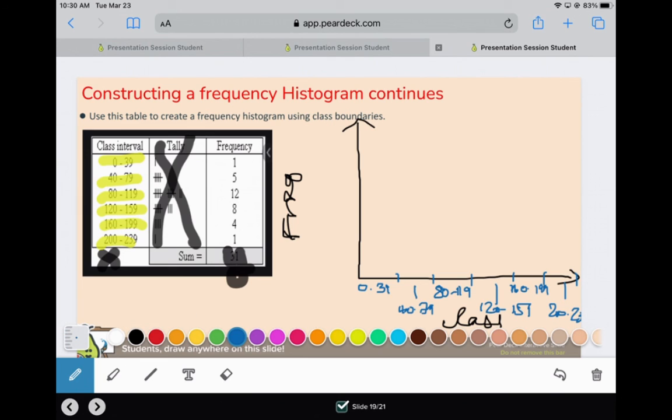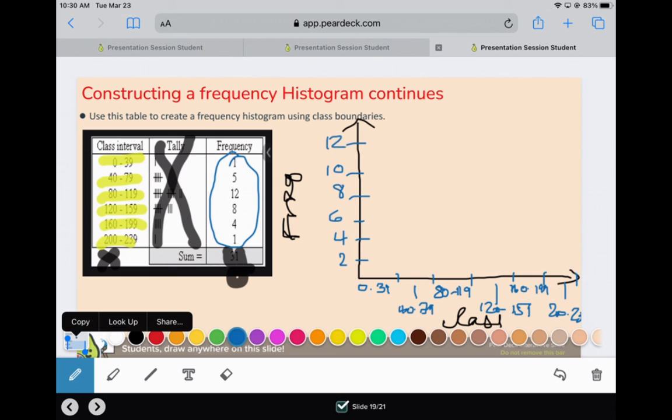Okay. And I'll look over here. I have 1 through 12. If you want to, we can do 1 through 12, 1, 2, 3. But I think, again, I can use a scale of 2. I think it's what worked out. 8, 10, and 12.